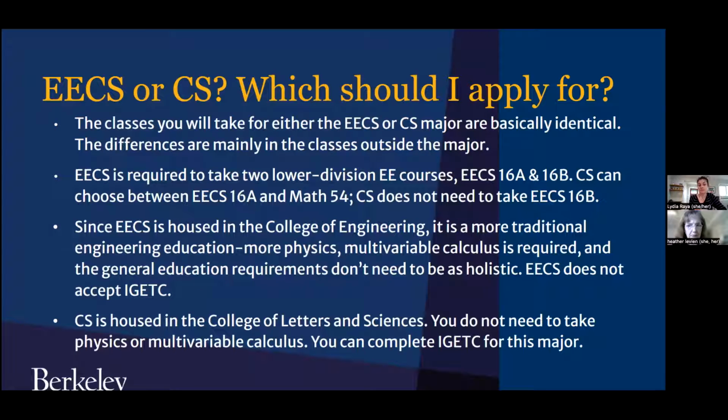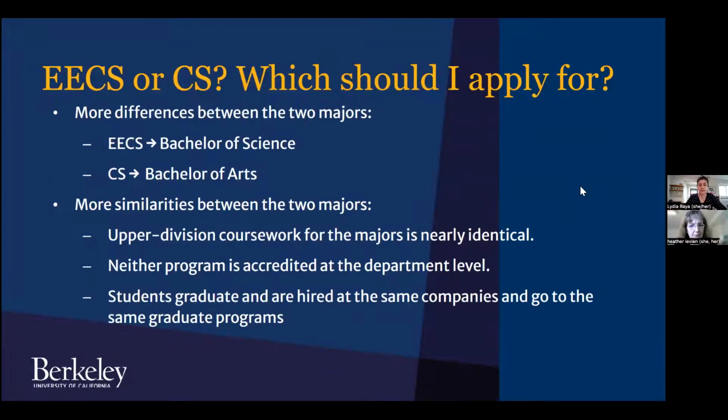Whereas the computer science major is housed in a different college. That college is called the College of Letters and Sciences. You do not need to take physics or multivariable calculus, and you can complete IGETC for this major. So the CS and EE classes are pretty similar, but it's those other classes where more of the differences come in. And then here's another slide for a comparison. Heather, do you want to take this one?